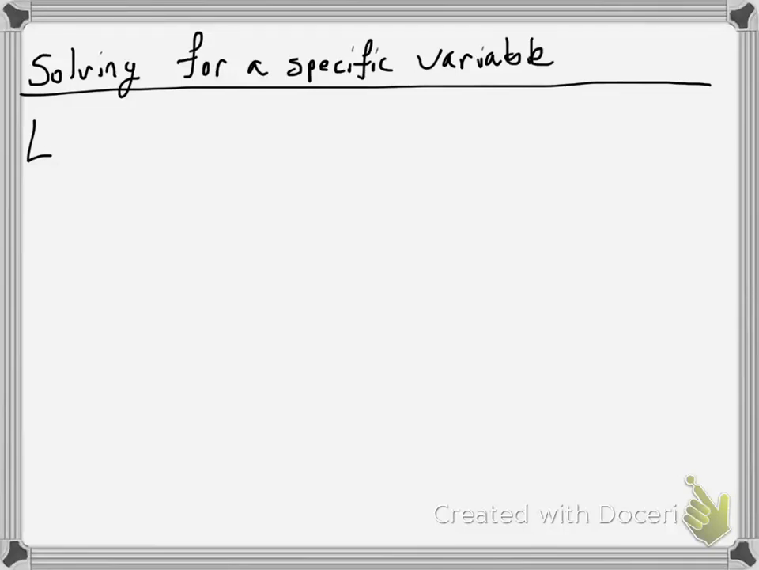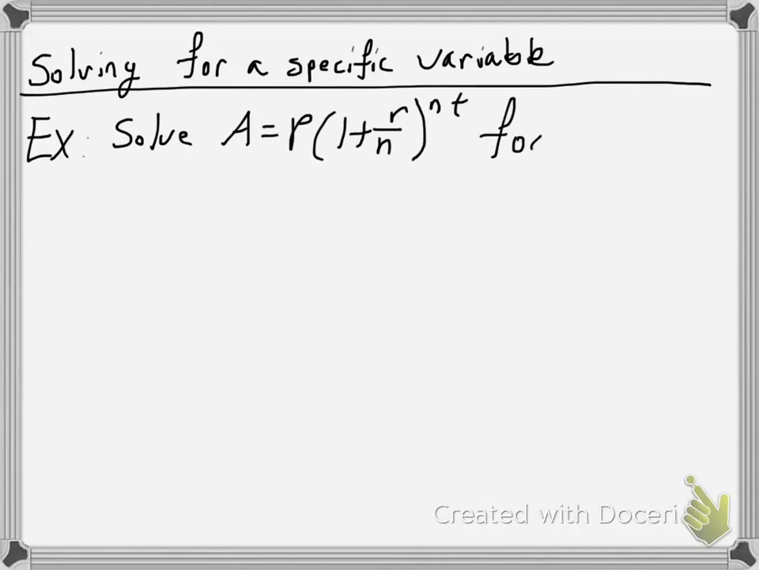Solving for a specific variable. Sometimes we may be given several pieces of information, and I may need to solve for a certain variable in a problem. So let's look at an example here. I want to solve your amount. We want to solve this for P.